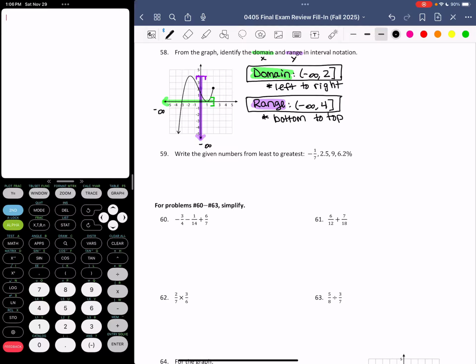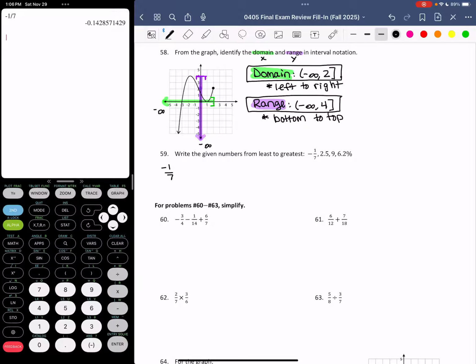All right. Write the given numbers from least to greatest. Okay, so we want to really make sure they're all in an equivalent form. Some of these numbers are in percent form, some in decimal form, some in fraction form. And in order to evenly compare them, we want them all to be in the same format. The easiest one to look at would be decimal form. So I'm going to go ahead and take that negative 1/7. I'm going to divide that, and let me write this over here.